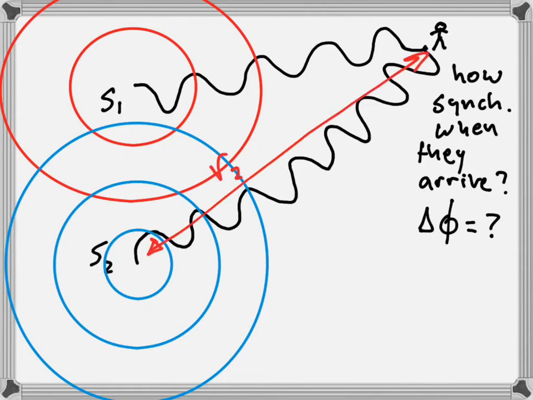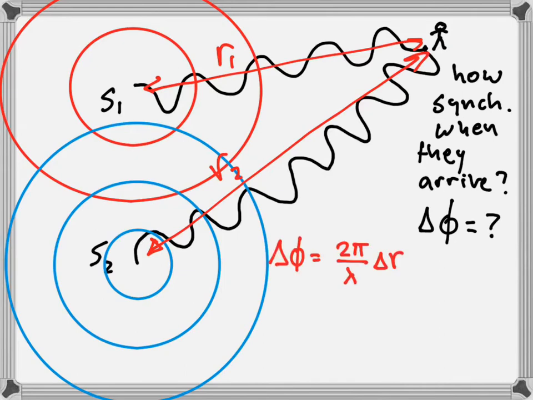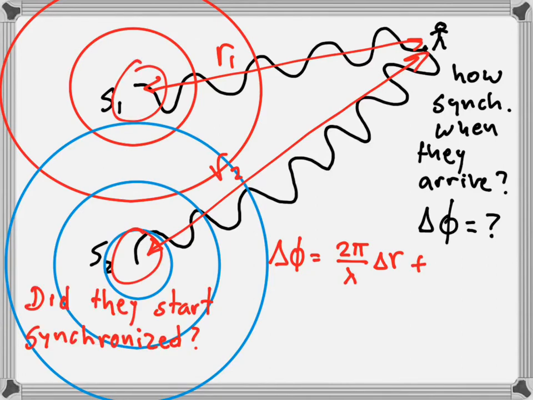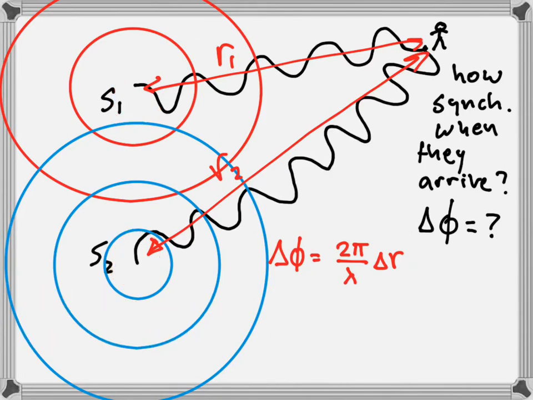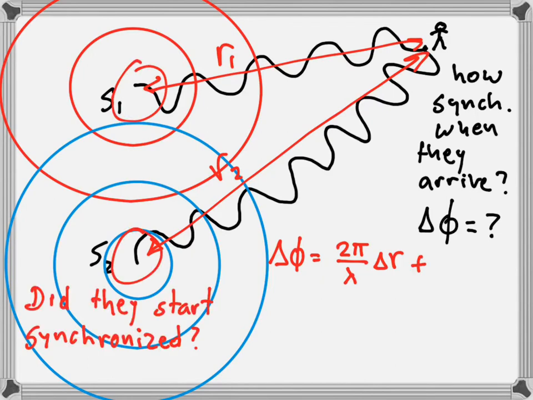So delta phi depends on the distance that wave number 2 had to travel. It also depends on the distance that wave number 1 had to travel. And that difference in distance is what's important. It contributes to delta phi in the term 2 pi over lambda times delta r. That's how the difference in distance contributes. But whether the waves arrive synchronized or not is also going to depend on whether the waves started synchronized or not. Did the waves start synchronized? If they didn't, then we're going to have to add delta phi naught.